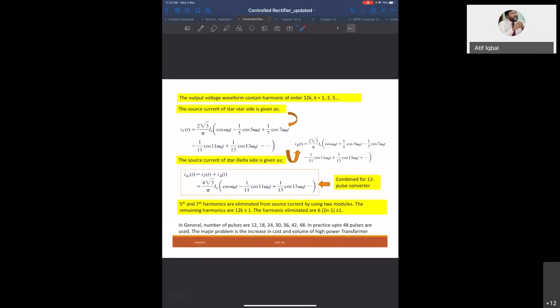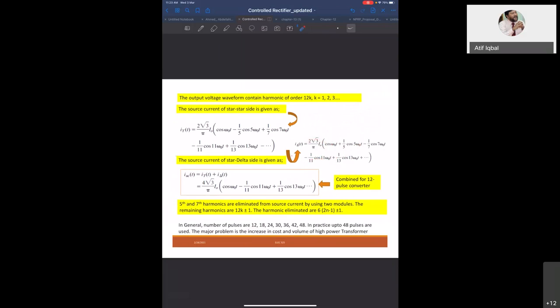So this is all about the dual converter, but in general, the number of pulses is how many pulses we get. When we have two modules, 6 and 6 pulse, when we add them, what we get is 12 pulse. Now, how to get 18 pulse? If we have 6, 6 and 6, and you add them, we will get 18 pulse. But what should be the phase shift between the three modules?